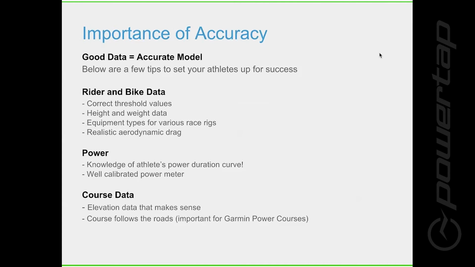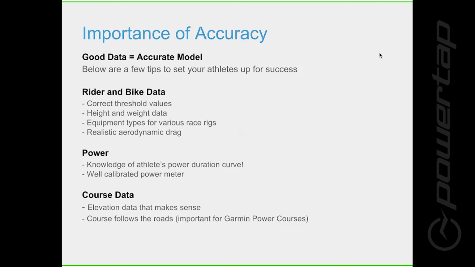One thing I really like to point out is the importance of accuracy in a model. In most things, if you have good data in, you'll have an accurate model. If you have bad data in, you're going to tend to get bad data out. So a couple of tips for when you run these kinds of models for getting good data in, around rider and bike data: making sure that you have your correct power threshold values, and that you're keeping those up to date.